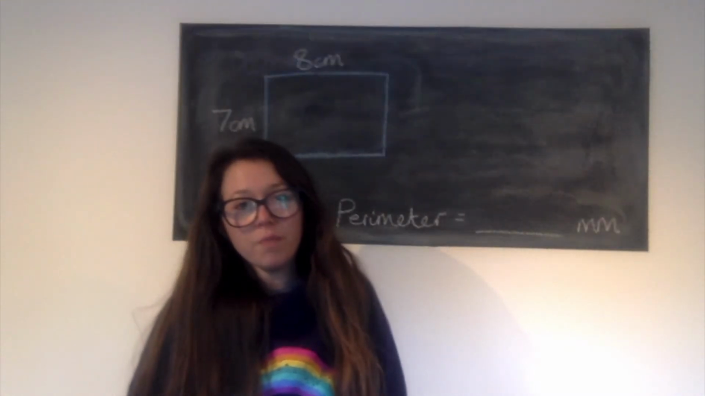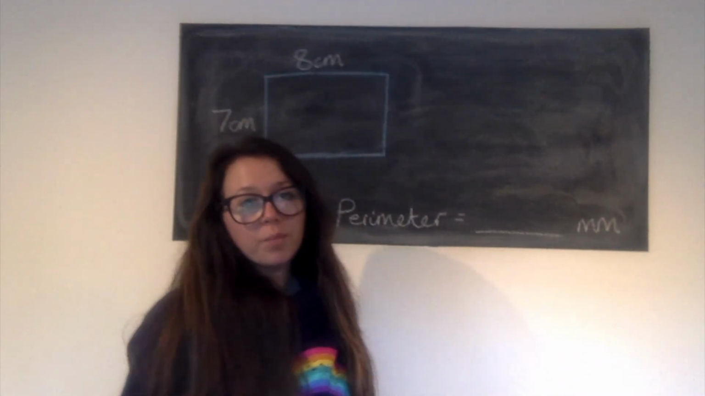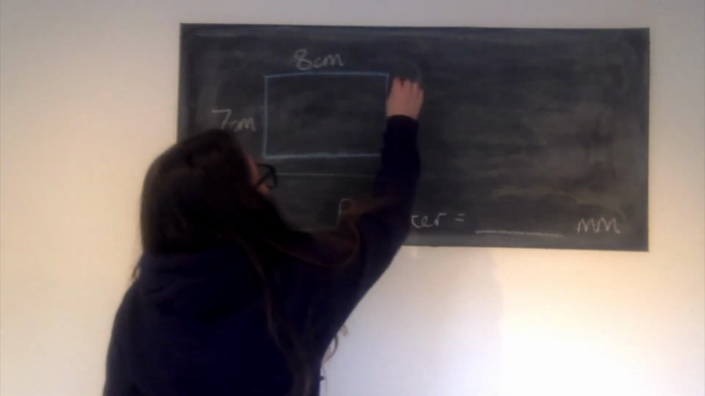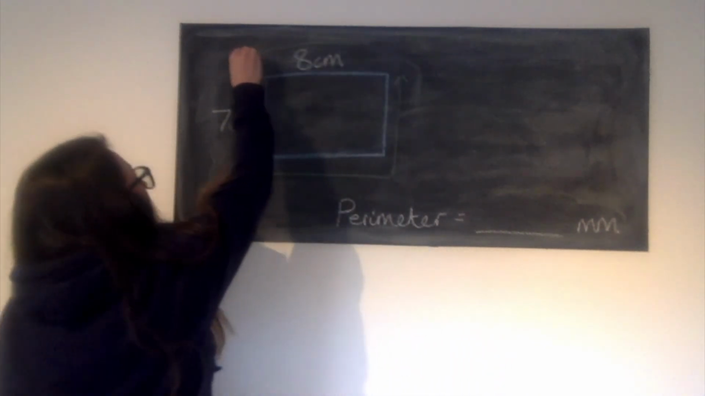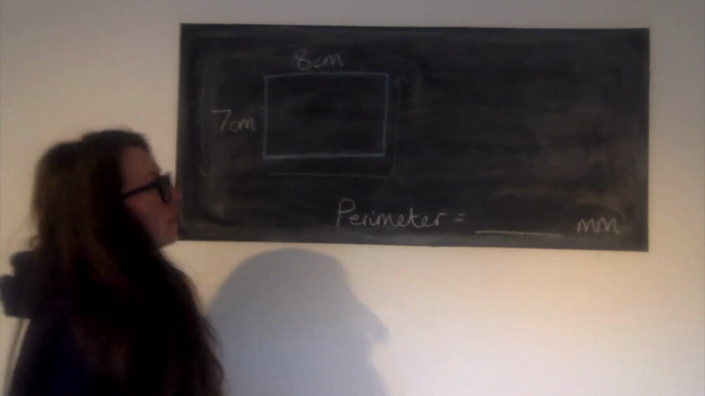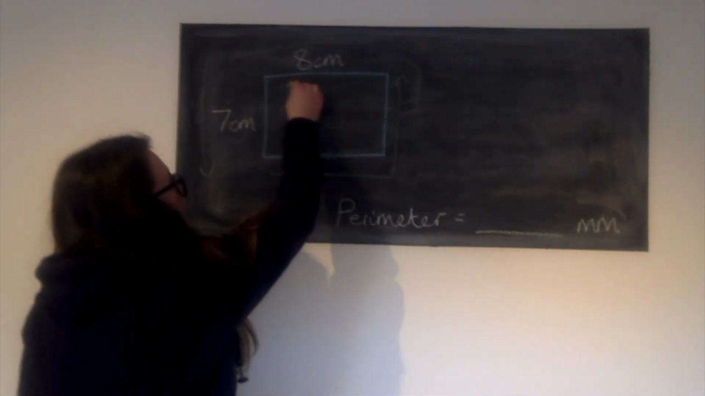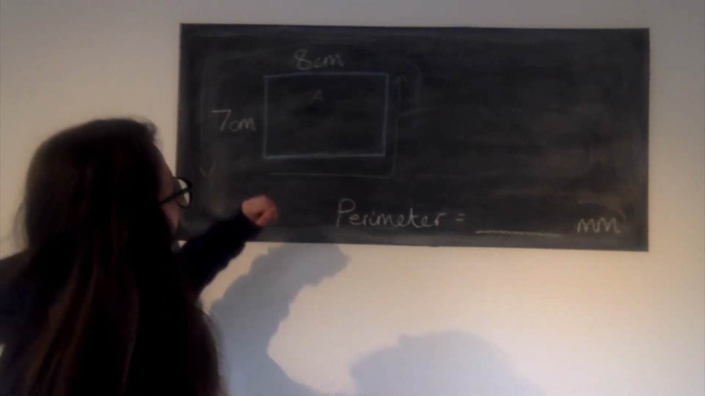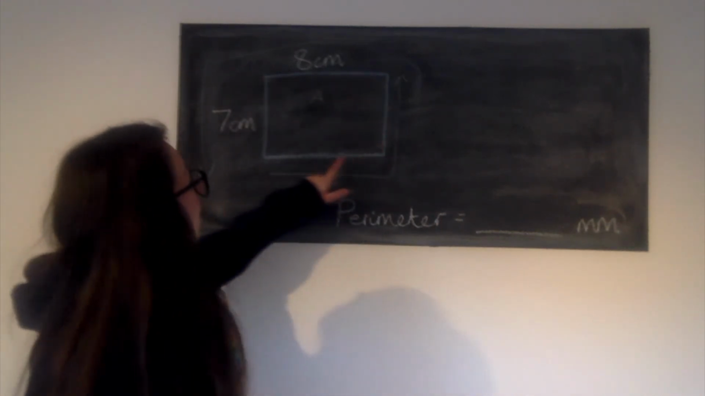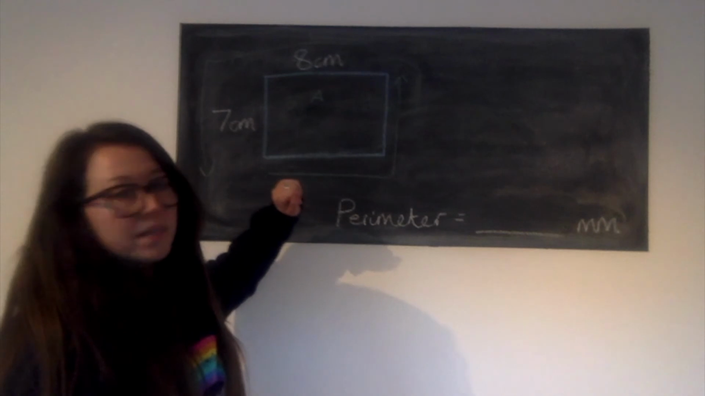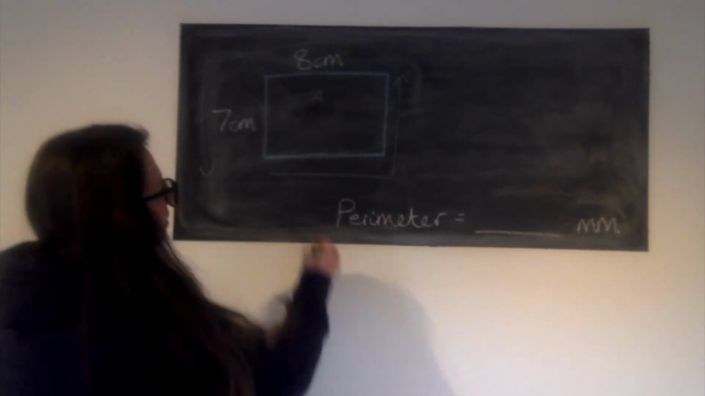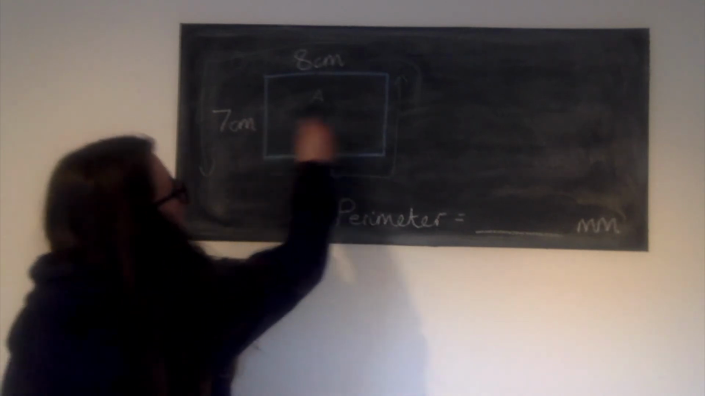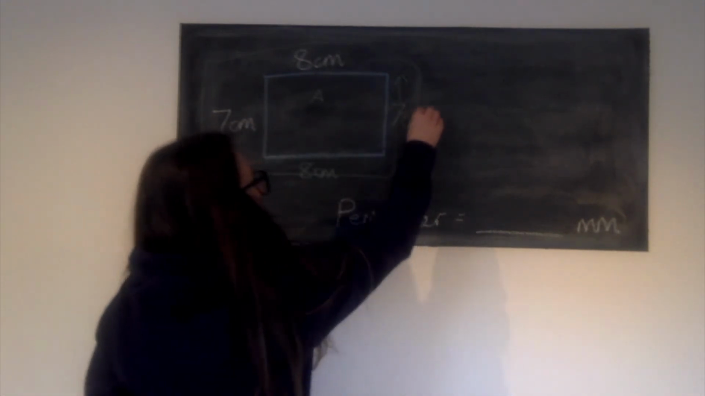I'm hoping that you remember that to find the perimeter of a shape, we are thinking about the distance around the outside of the 2D shape. So all the way around is our perimeter. Now on the inside, that would be our area, and I don't want that today. This is banking on us understanding the properties of a rectangle, so knowing that the opposite sides are equal. So if that side's 8 centimetres, this side must be the same, and the same for this side here.